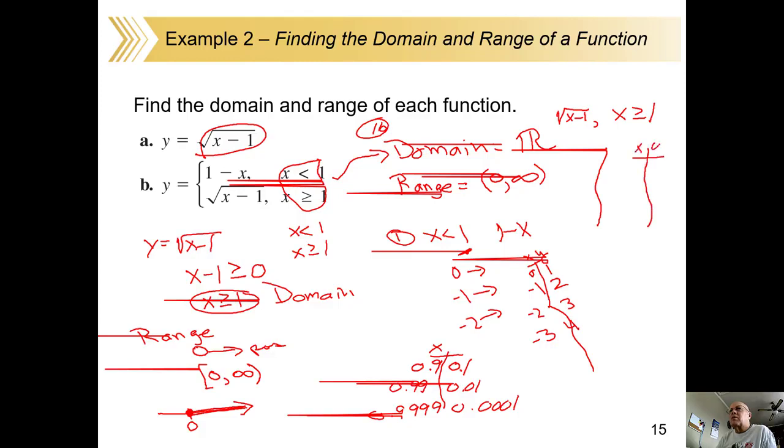So some x values, some y values. Now for this part of it, we're allowed to use the 1. So let's see what happens. If I put a 1 in here, I get the square root of 0. 0. That's simple. Keep on going. X's are bigger than 1. See what happens with a 2. Put a 2 in there. Square root of 2 minus 1 is the square root of 1. It's 1.